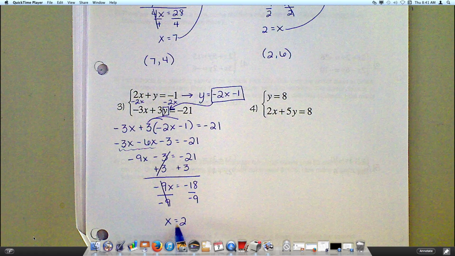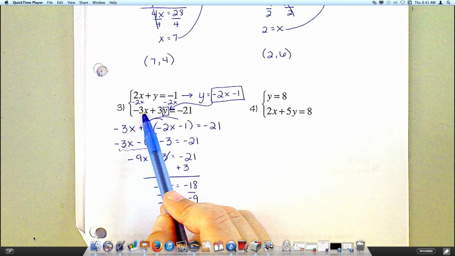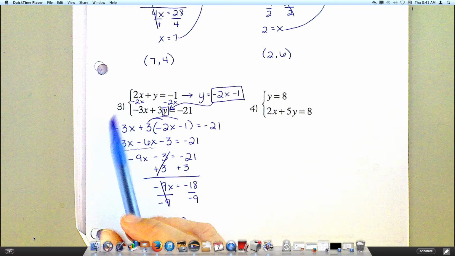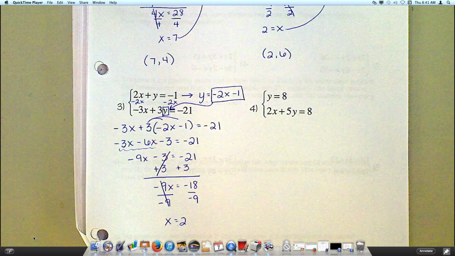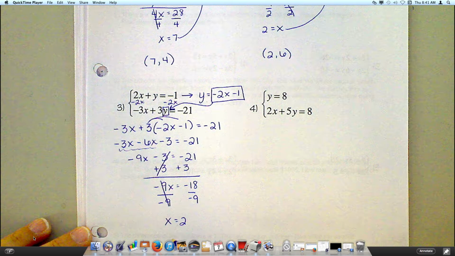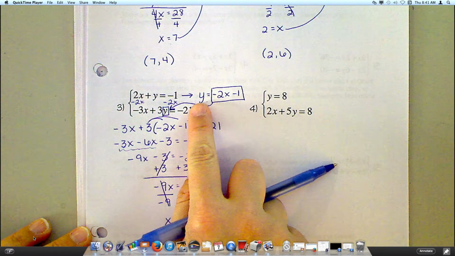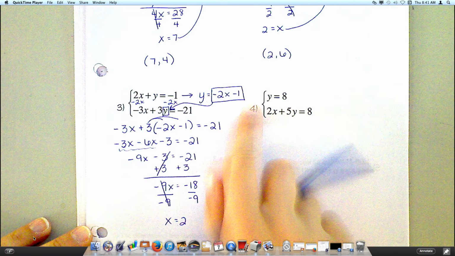Now I could take that 2 back to either one of my original equations, but I would always take it back to the equation where it's solved for something, because that's what you're trying to find. If I want to find out what y equals, I should look for an equation that says y equals blah, blah, blah. That's right here. Y equals negative 2x minus 1.